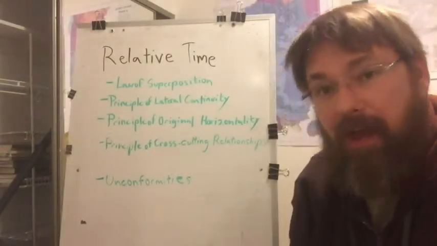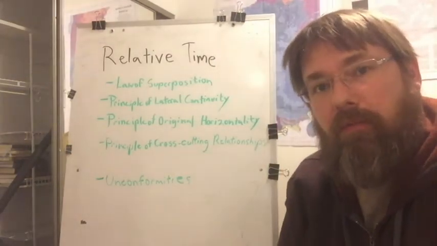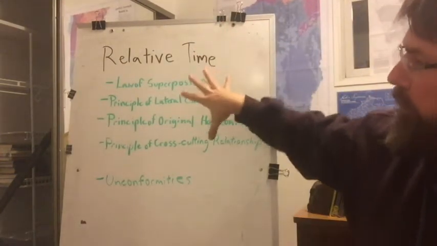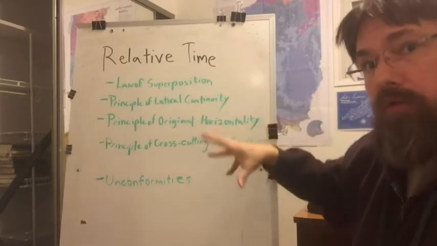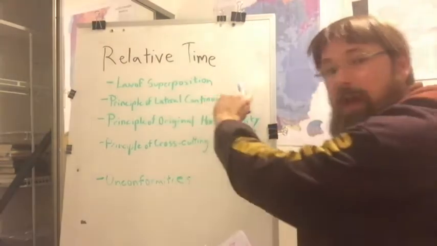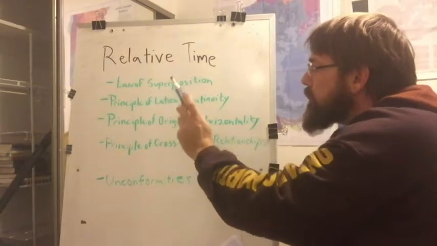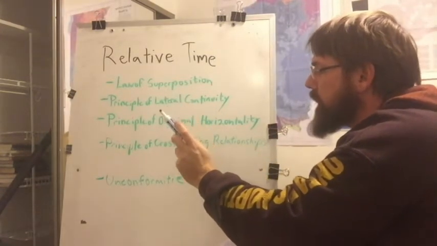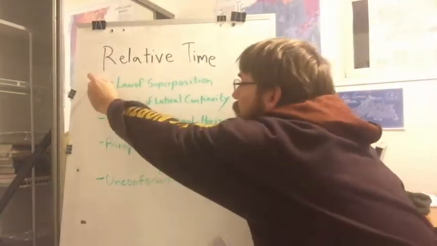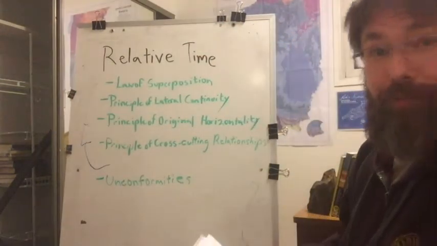Like I said, we have absolute and relative time that we can use to correlate rocks in a set basic framework. Here are the principles and laws we work off of in order to begin the correlation process. These first four, I'm going to go into one by one in a minute. You have the law of superposition, principle of lateral continuity, principle of original horizontality, and principle of cross-cutting relationships, and unconformities.